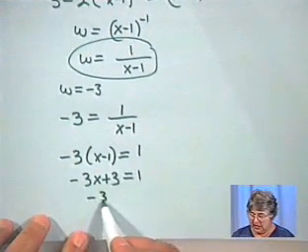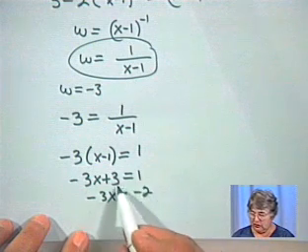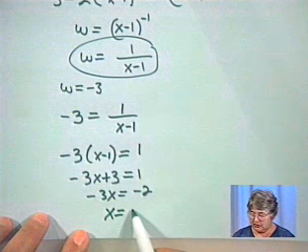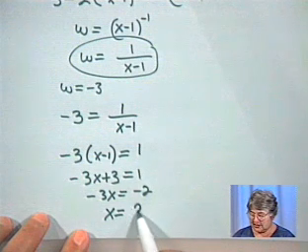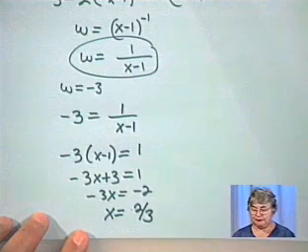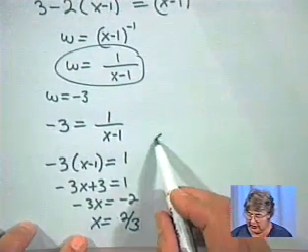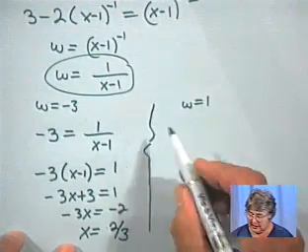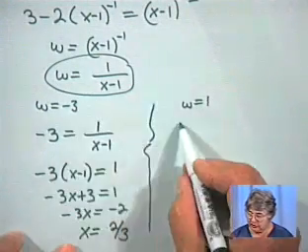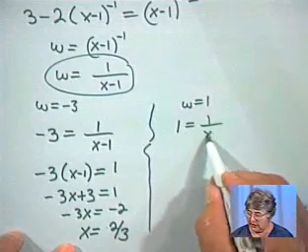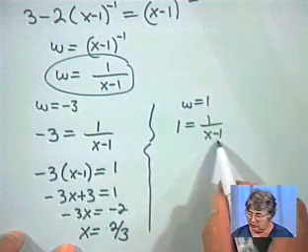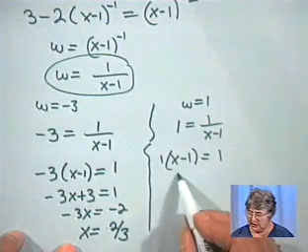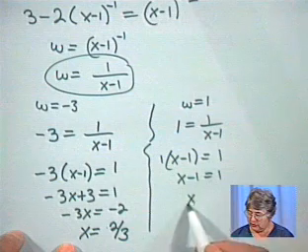Well, minus 3x equals a negative 2 by taking the 3 over to the other side, and so we have x equals negative 2 over negative 3, which is the same thing as 2/3, right? All right, for the other solution, when w was equal to 1, we'll do the same. 1 equals 1 over x minus 1. Let's cross multiply. 1 times x minus 1 equals 1 times 1. X minus 1 equals 1. The solution is x equals 2.